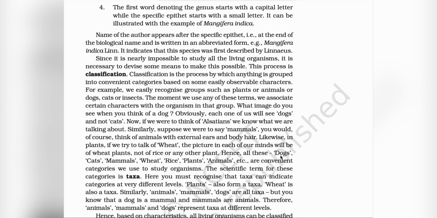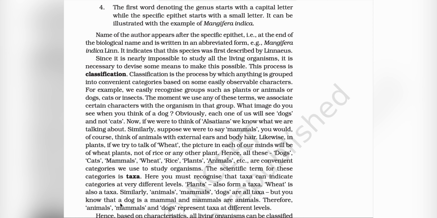Hence, all these dogs, cats, mammals, wheat, rice, plants, animals, etc. are convenient categories we use to study organisms. The scientific term for these categories is taxa. Here you must recognize that taxa can indicate categories at very different levels. Plants also form a taxon, wheat is also a taxon. Similarly, animals, mammals, dogs are all taxa.